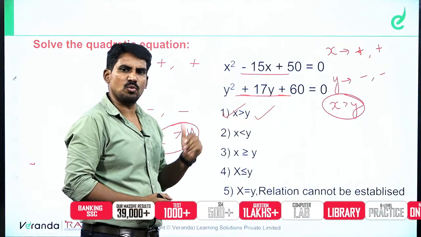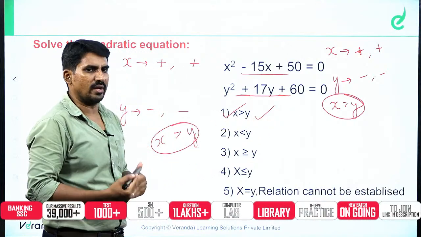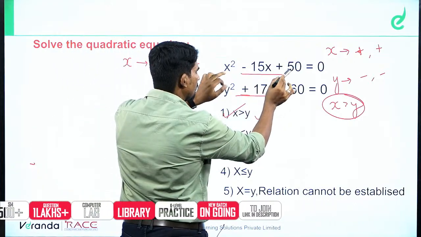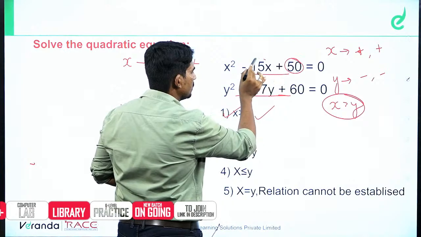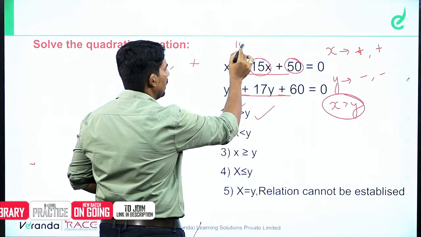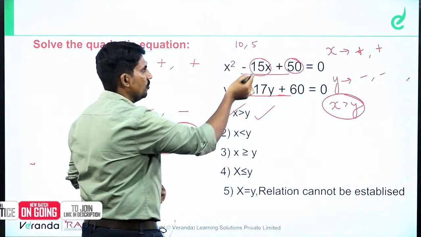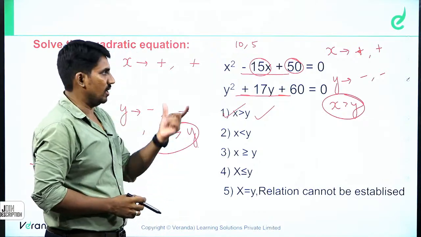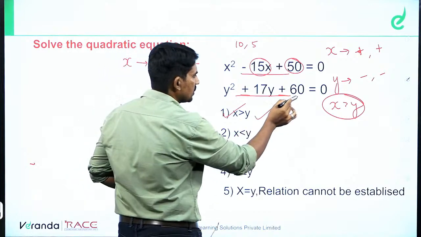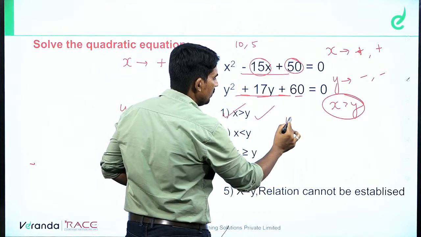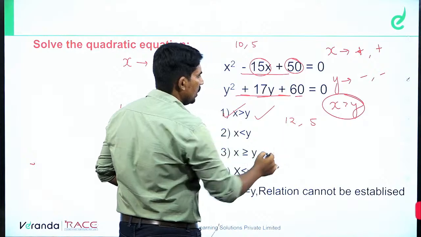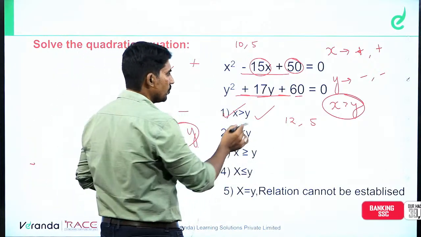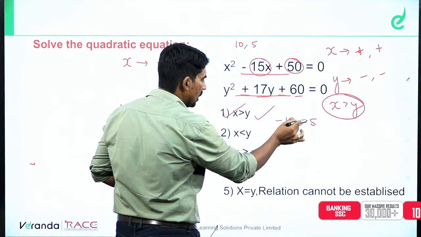See, we didn't find the roots. Now, let us find the roots. For x, the product is 50 and the sum is 15. Therefore, shall we take 10 and 5? 10 into 5 is 50, 10 plus 5 is 15. Positive. Now here, 60 and 17. Shall we take 12 and 5? 12 fives are 60, 12 plus 5 is 17. b and c are positive, so the roots are negative.